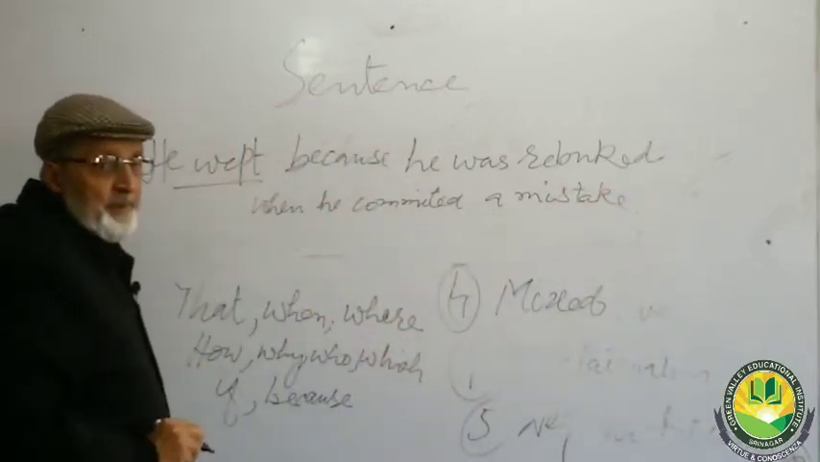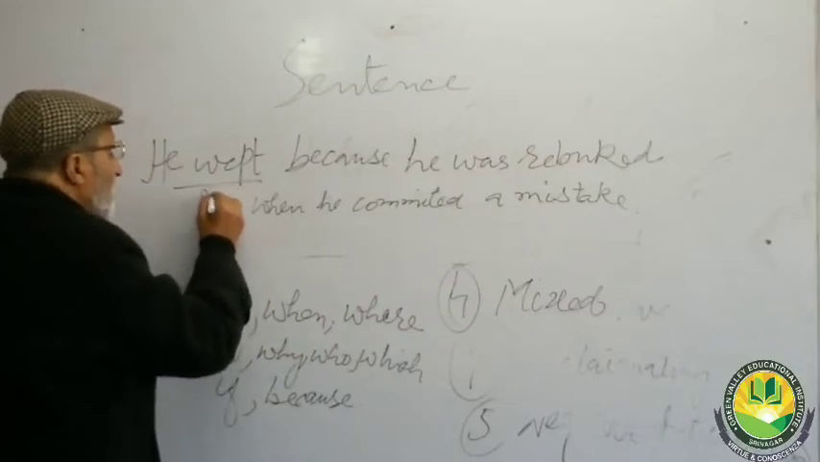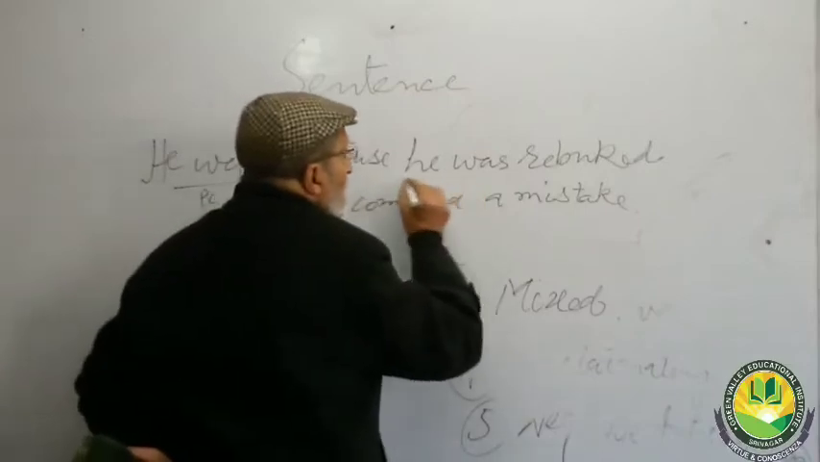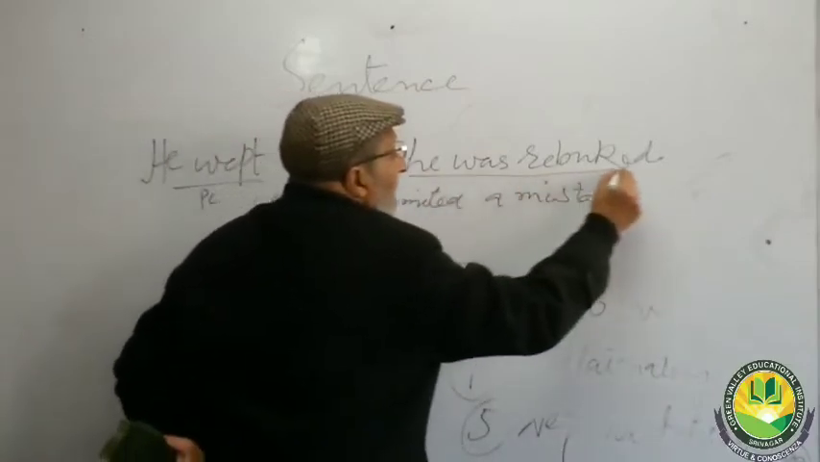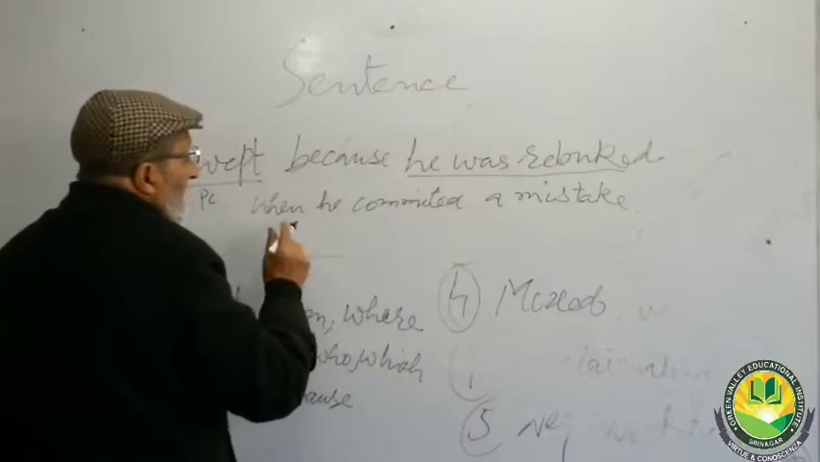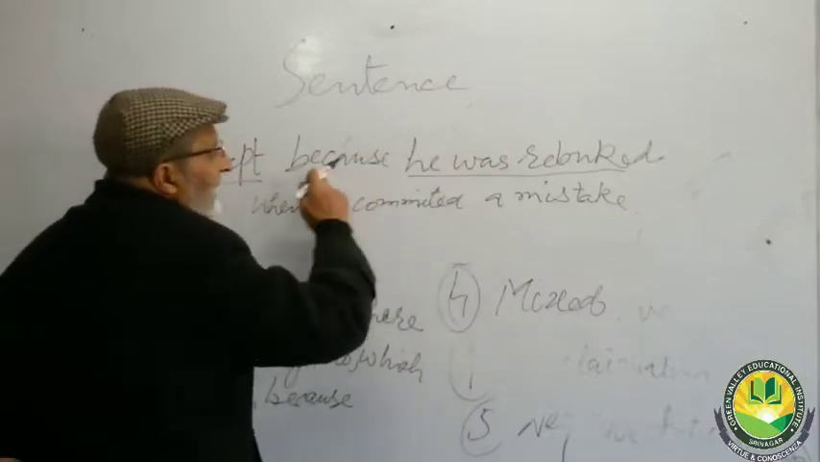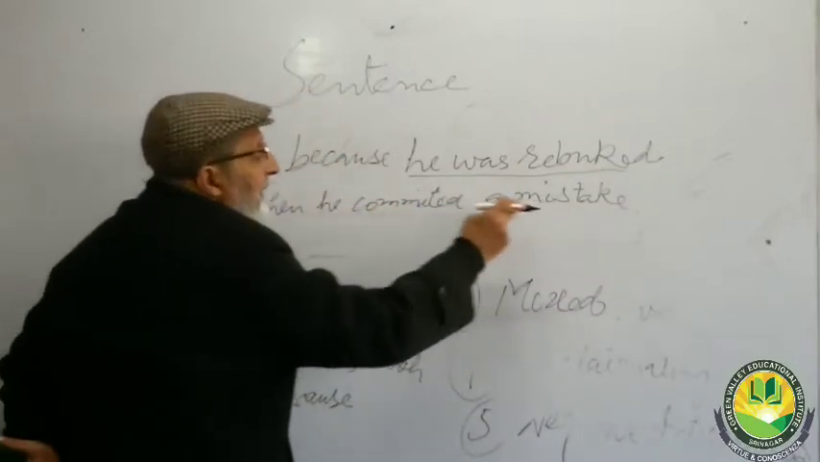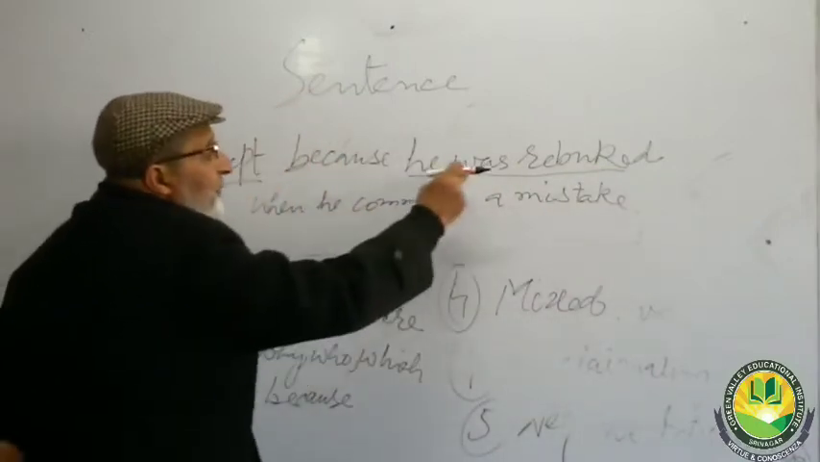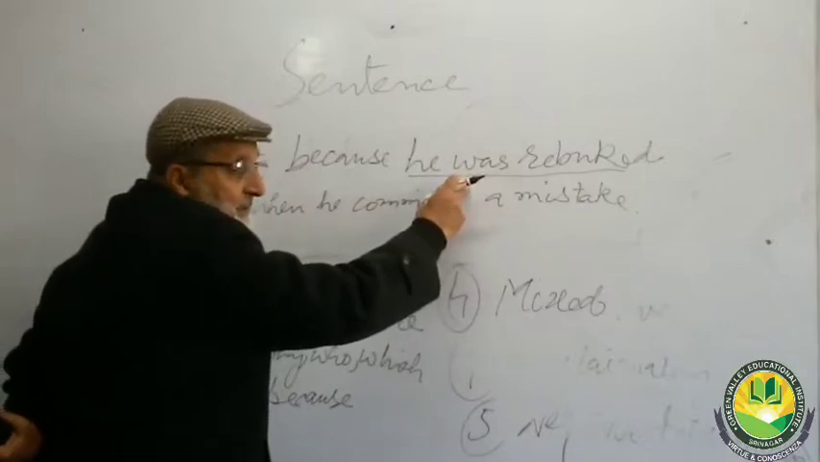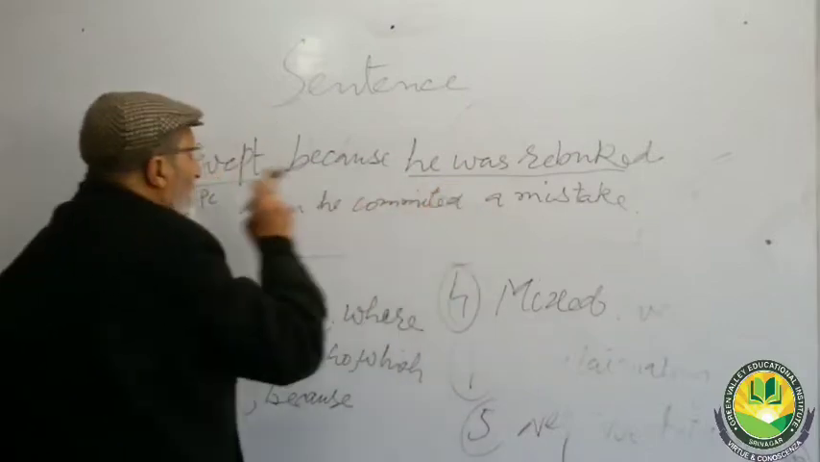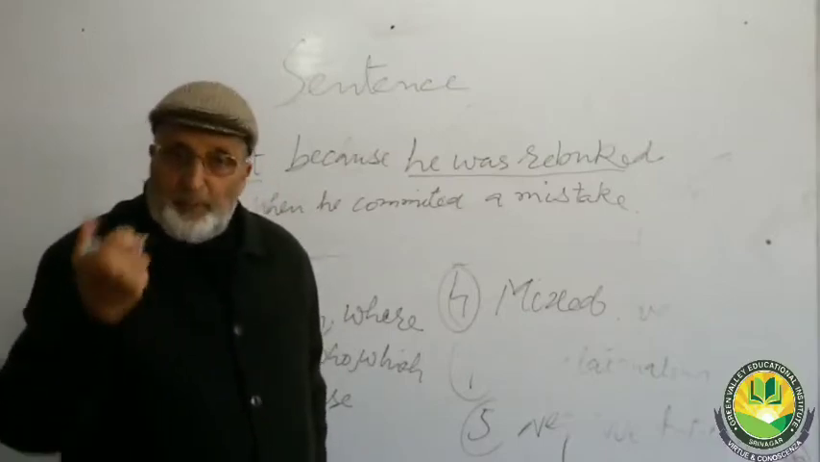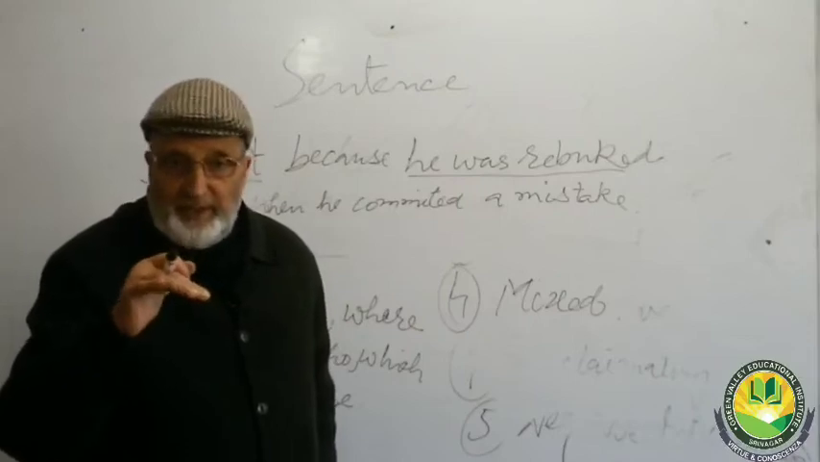He wept acts as the principal clause. Since this clause starts with because, it is a subordinate clause, subordinate to the principal clause. He was rebuked. Then this one, when was he rebuked? When he committed a mistake. So this clause is subordinate only to this subordinate clause, subordinate clause number 1. So I mean to say that subordinate clauses can be subordinate to the principal clause or subordinate to each other as well.